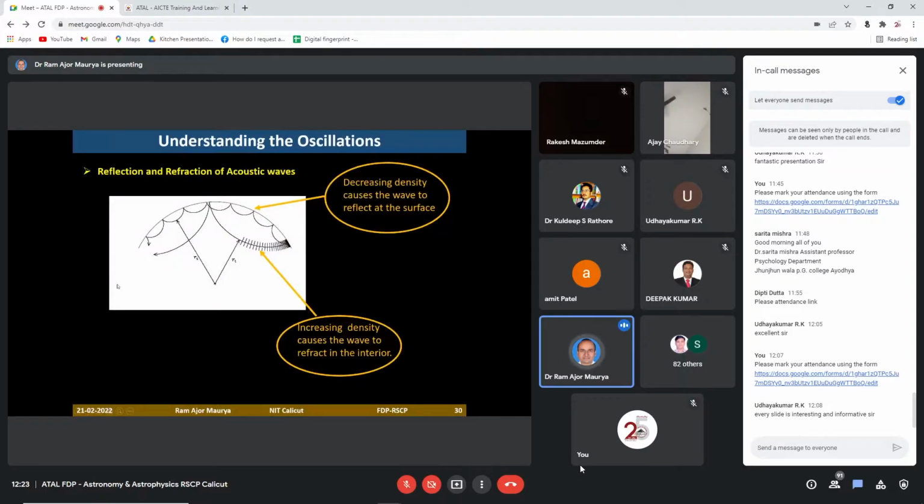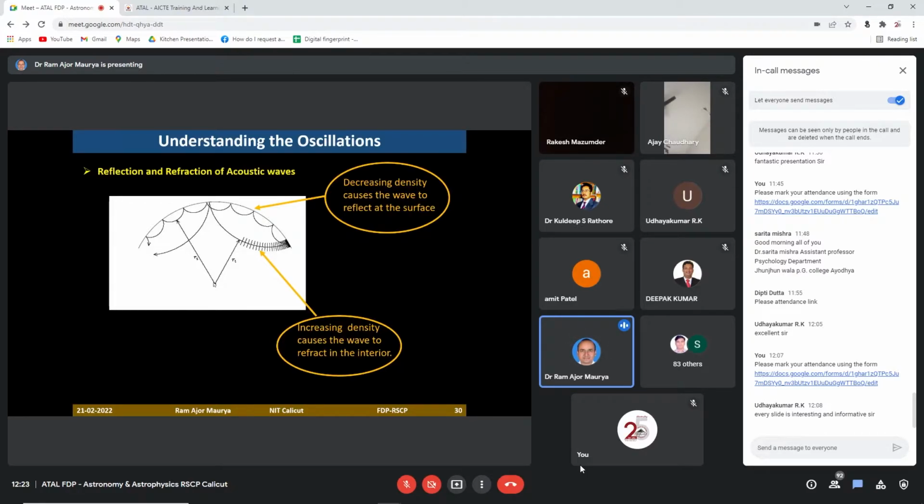Why do we have that up-down motion? Let us try to understand. Here we have the surface of the sun. Okay. And inside the sun, we have learned that there is convection and radiation, so we can have excitation of the waves, the acoustic waves, the sound waves.